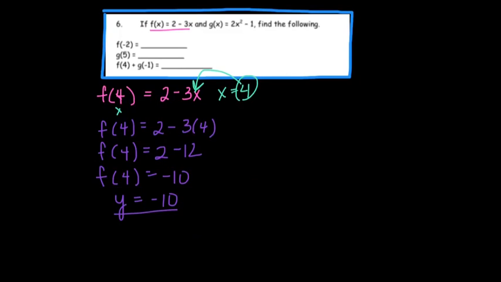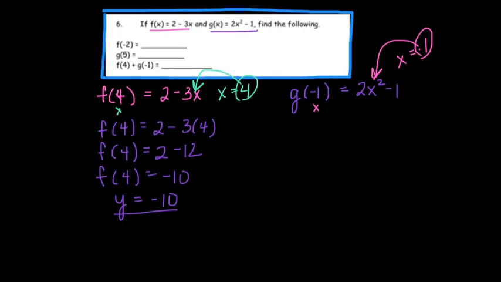Now I have to come up with the second one as well. So for this one, I'm going to start with my g of negative 1. So we have g of negative 1. And because I'm talking about the g this time, I have to use this expression. So g of negative 1 equals 2x squared minus 1. And again, keep in mind that because this is the x value, I'm going to change the x to a negative 1. So this x right there is going to become a negative 1.